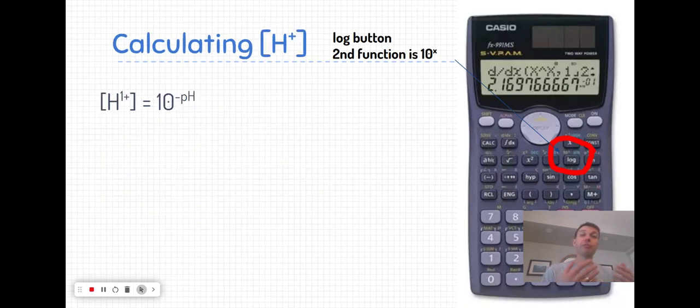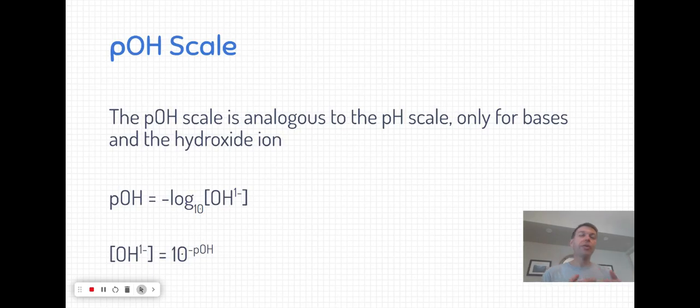We should also be able to go in reverse and, knowing the pH, calculate the hydrogen ion concentration. In this case, the hydrogen ion concentration in moles per liter is 10 to the negative pH. The best button to use on your calculator to calculate this is the second function log button, which is typically 10 to the power of x. So you just press that second function button and the log button, and then type in negative and whatever your pH is.